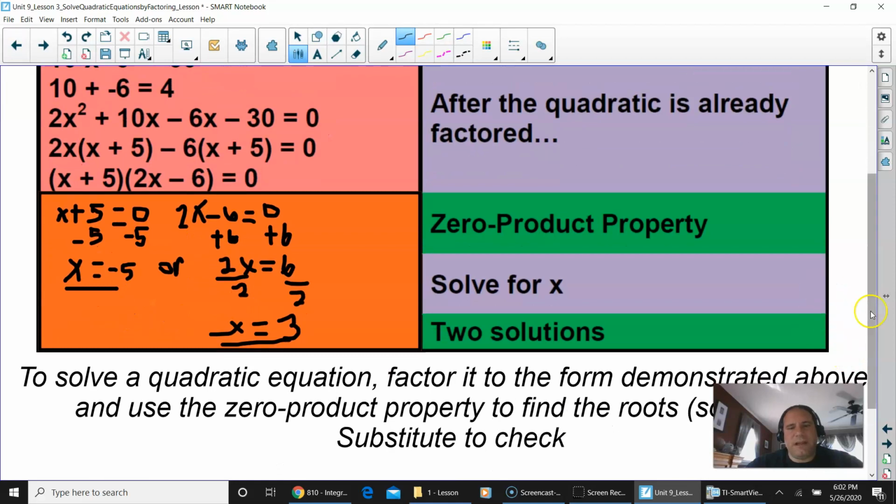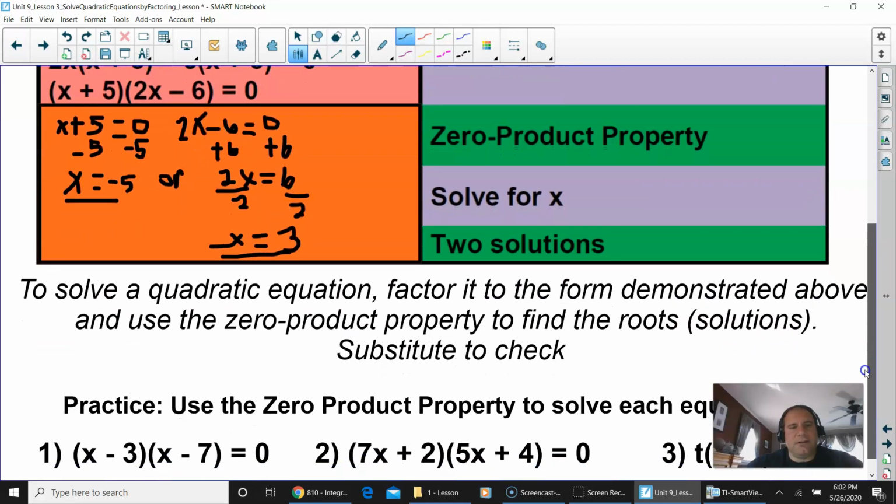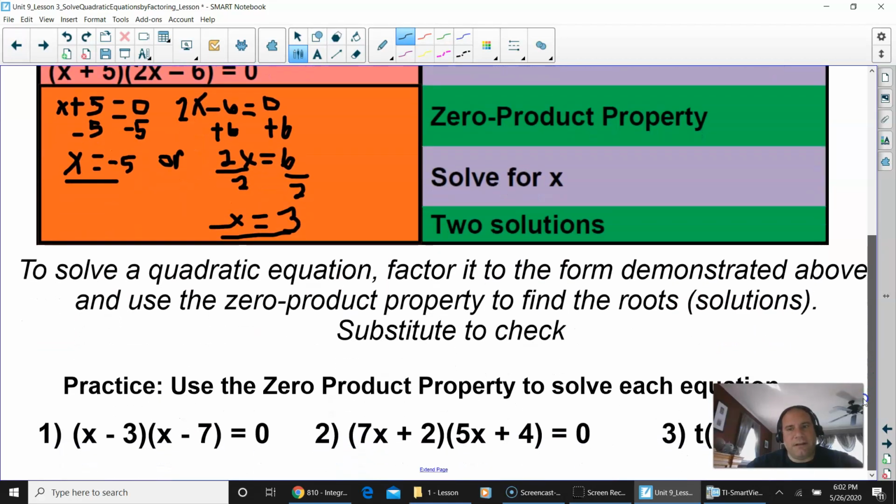To solve a quadratic equation, factor it to the form demonstrated above, then use that zero product property to find the roots and solutions. You could substitute to check. All right. See if you could do all of these. Actually, go ahead and do 1, 2, and 3. We'll come back with all of the answers because these are pretty easy. Go ahead, see if you could do them. Press pause now.